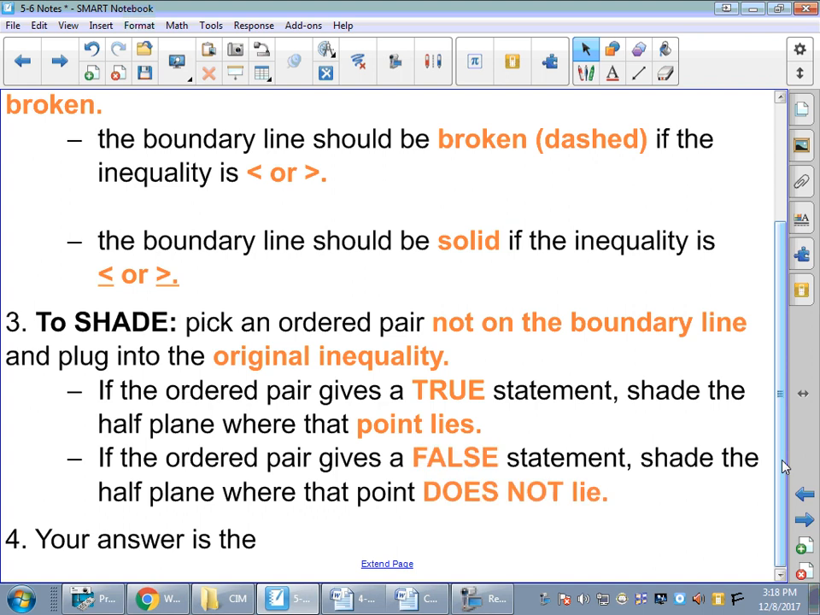If that ordered pair doesn't work, if it gives a false statement, then it doesn't lie there. That means that those are the non-solutions. So only one half plane will work. You can't be greater than the half plane or less than the half plane at the same time.